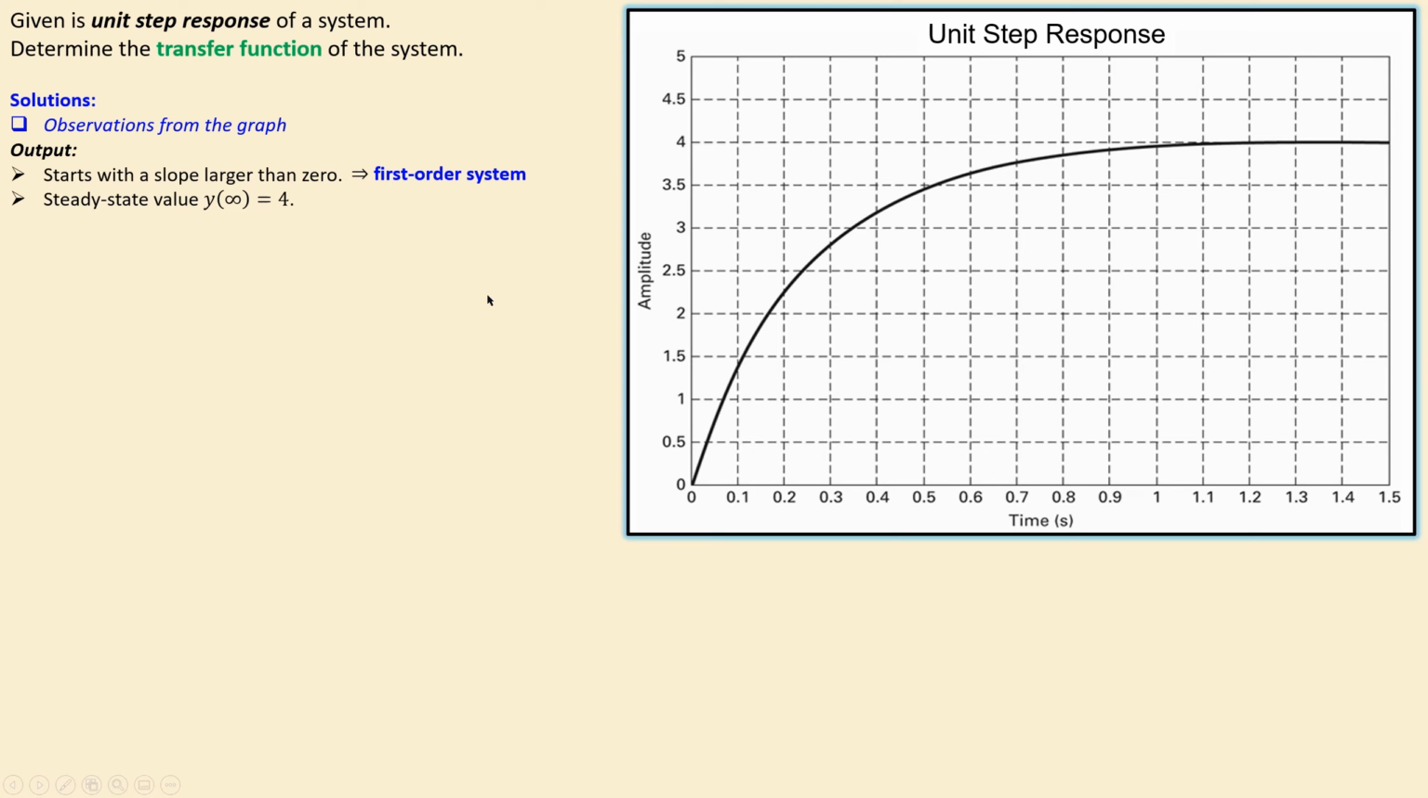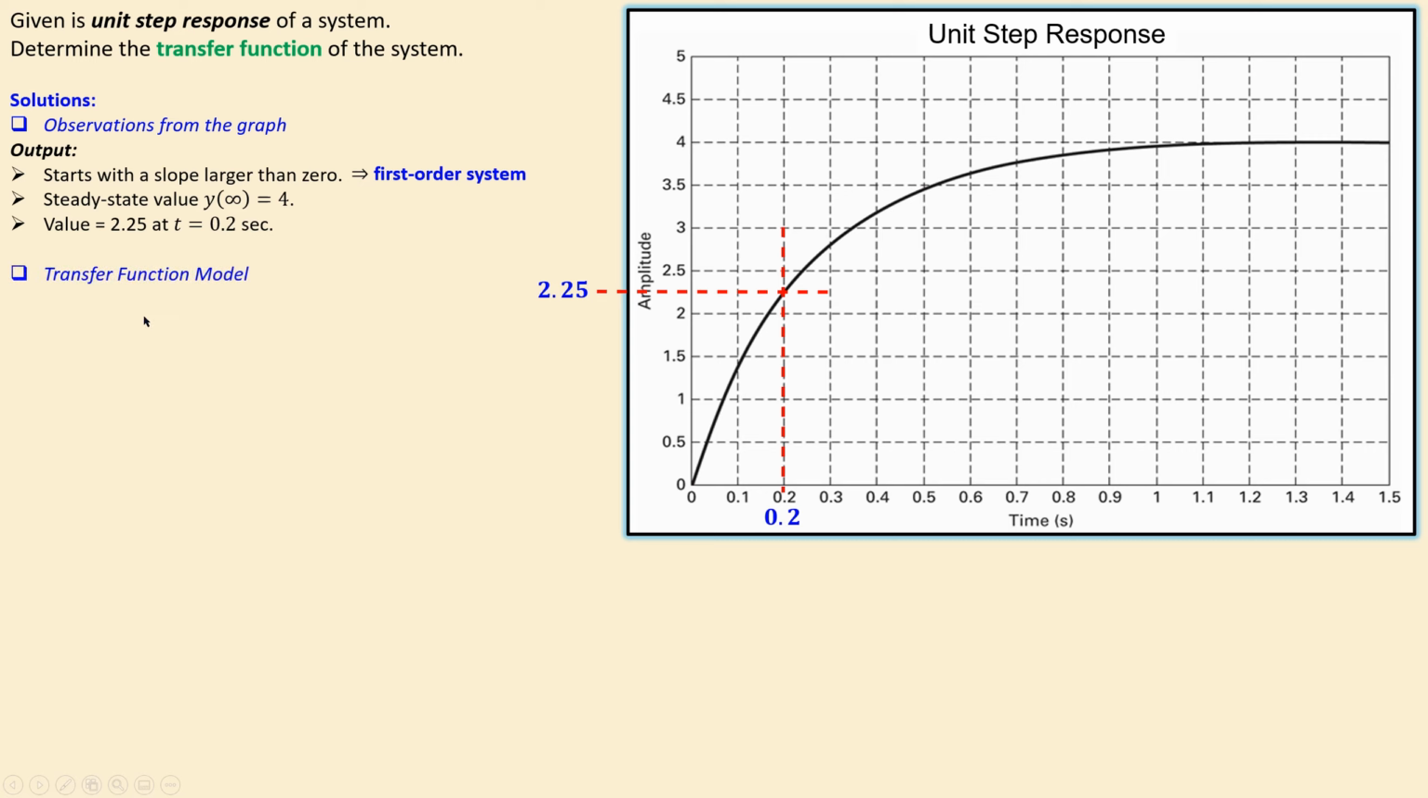I need additional information, so I will now select a point from the graph, which will probably be most easy to read. So I will take the point at 0.2 seconds. I will look at 0.2 seconds, draw a vertical line, and I will see the intersection with my graph, and that will give me 2.25 as the amplitude, and I will need that. So the value of 2.25 at 0.2 seconds. That's what I have now for the output.